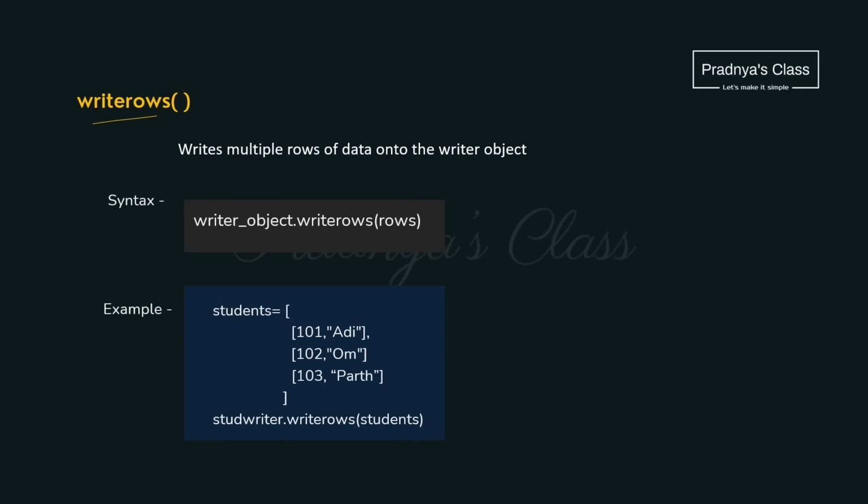One more function we have, that is write rows. It is used for writing multiple rows. It also works with the writer object. For multiple rows we can take the help of nested list. So here is the list of the students that we are writing.